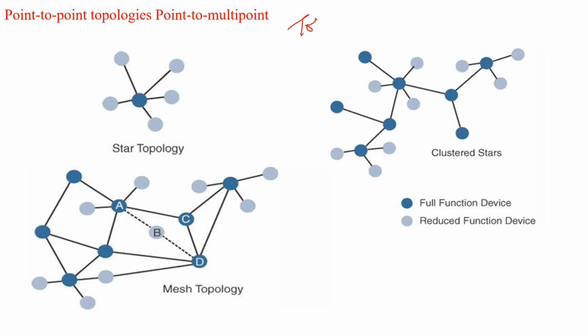Next we are going to study the different types of topologies. The categories are point-to-point topologies and point-to-multipoint topologies, and the different classifications are: one is star topology, second is clustered topology, and the third is your mesh topology. You can see what is meant by a star topology. You will have a full function device, and to the full function device, you have a lot of other nodes, called reduced function devices, connected together. That is your star topology.